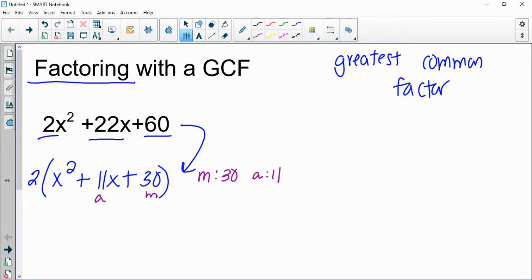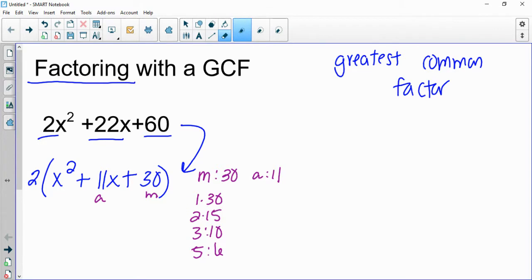So let's start listing our factors of 30. We got 1 and 30, 2 and 15, 3 and 10, and 5 and 6. Okay. So these are your options. You have to pick a set of these numbers, because all these multiply to 30, we need to pick a set of these numbers that will also add up to 11, and that would be the 5 and the 6.